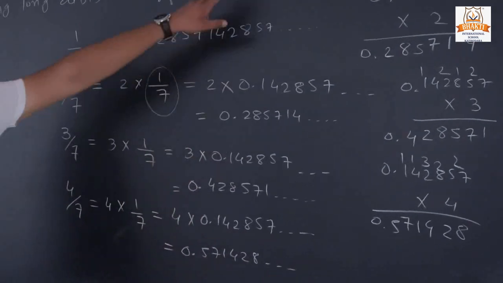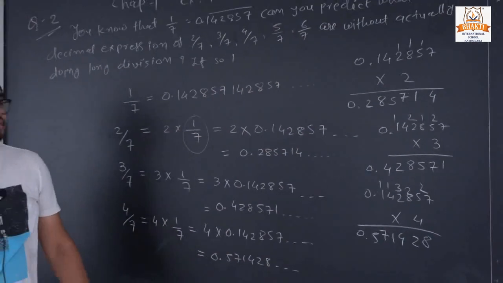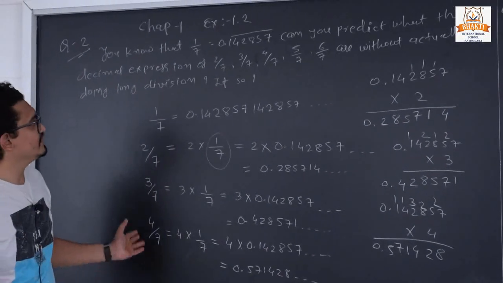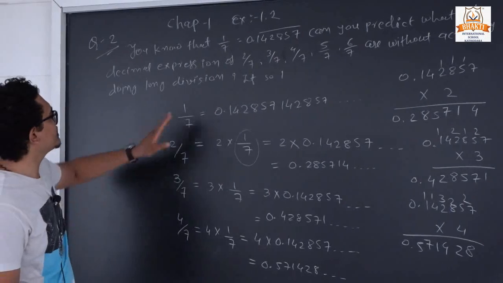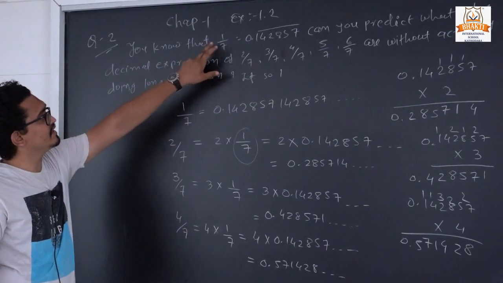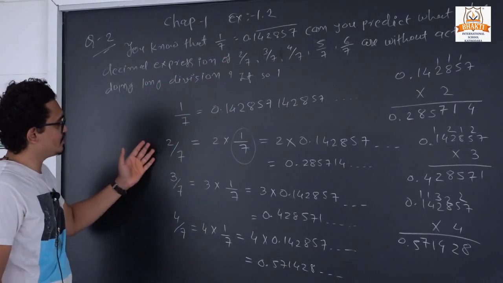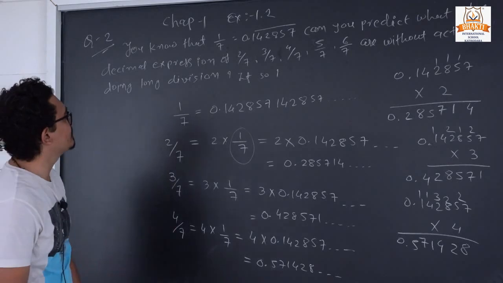So similarly you can also find the value for 5 by 7 and 6 by 7. You can find it at your home, doing the same procedure. Here we cannot use division, but from the 1 by 7 value we can directly find the value of 2 by 7, 3 by 7, 4 by 7 like that. So it is very easy.